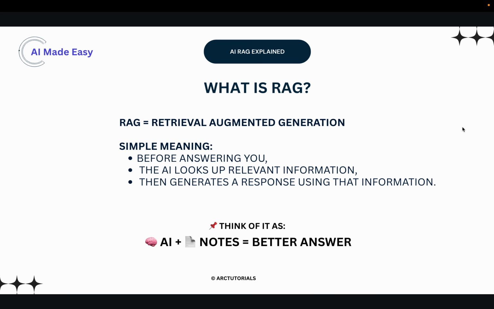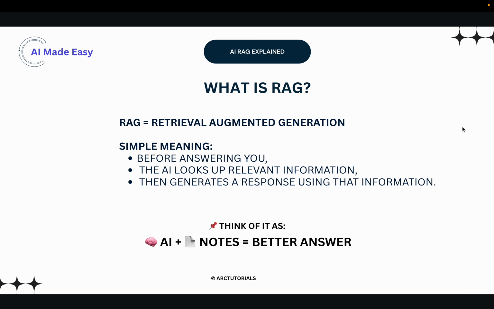In simple terms, before you answer, think of it this way: AI looks up relevant information, then generates a response using that information. Think of it like AI plus notes is equal to a better answer. That means your AI already has a library of information or data. On top of it, you provide your own private real-time data to this particular AI model. What you get is a better answer, not the predefined or old answer which is already there in the model. That's called retrieval augmented generation.